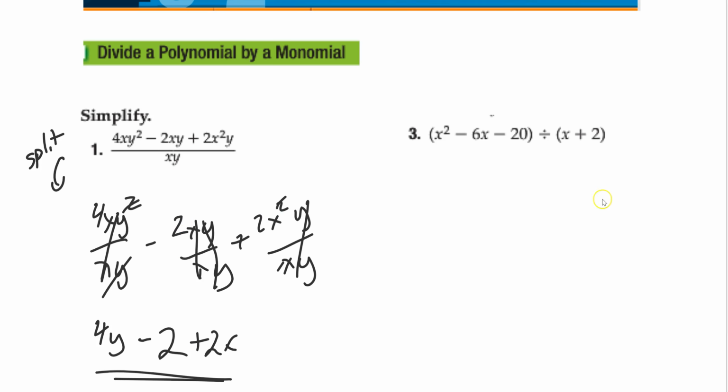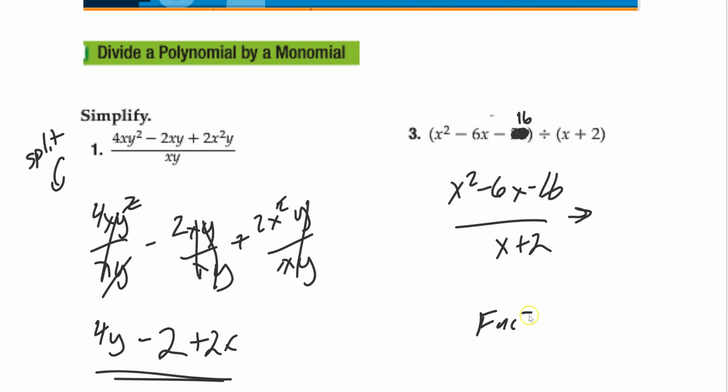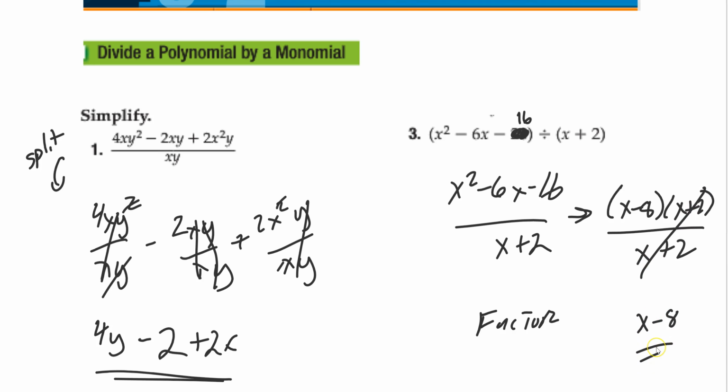Now where it gets a lot more interesting is we can divide by a binomial or a trinomial, anything higher than the monomial. And actually, let's change this real quick to make it something that works. Let's make this 16. The first way of doing this is to factor. So let's rewrite it first. It says x squared minus 6x minus 16 over x plus 2. One way to do this is just factor. I can factor the top: x minus 8 times x plus 2 over x plus 2. Then the x plus 2's cancel and you just get x minus 8.